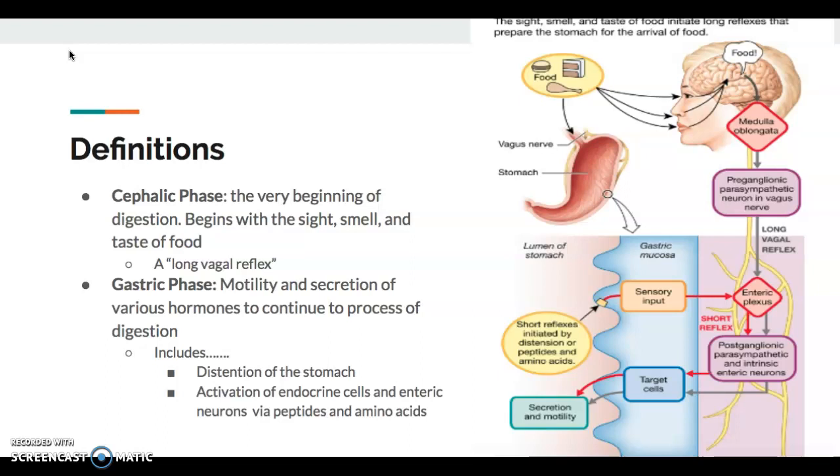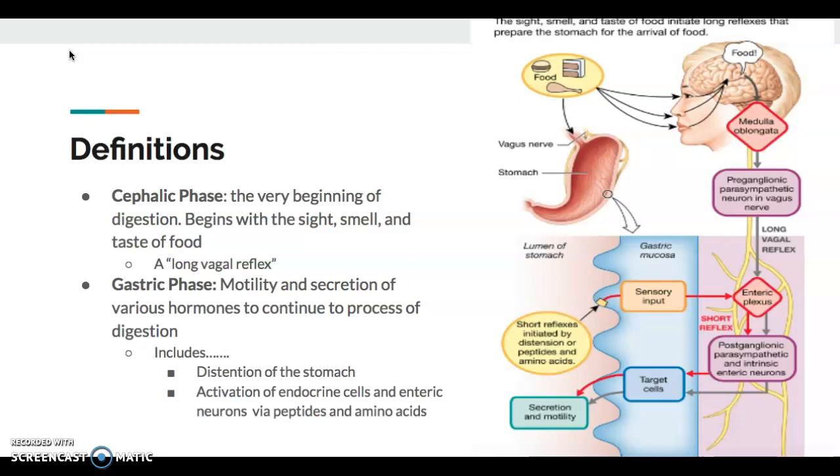The gastric phase includes the distension of the stomach, which essentially begins the gastric phase. It also includes activation of endocrine cells and enteric neurons via peptides and amino acids.